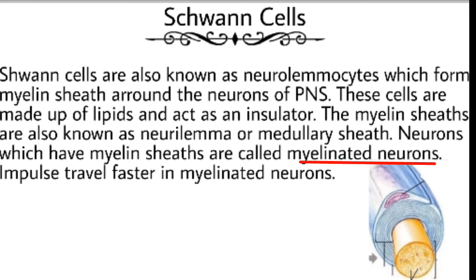Now, why does impulse travel faster in myelinated neurons? Because of saltatory conduction. Now, what is it? I will tell you.